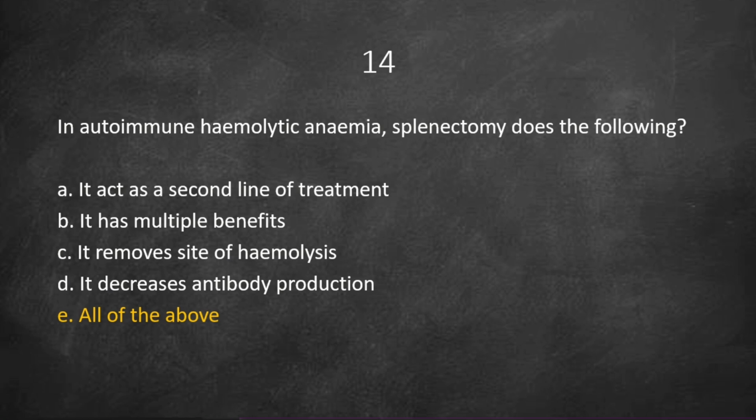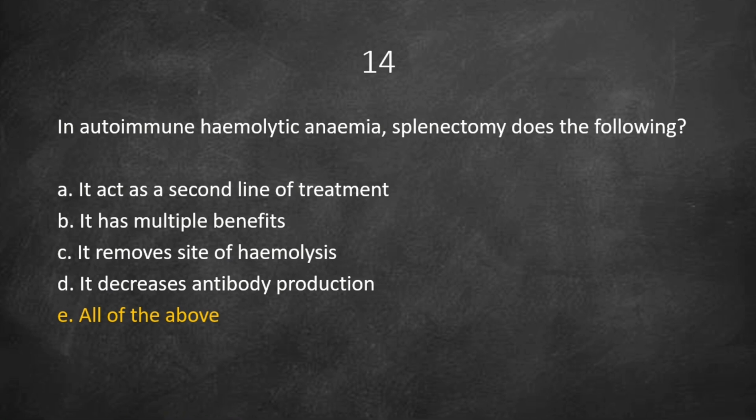So A, it acts as a second line of treatment. That's very true, when the first line of treatment has failed or is not very effective. Then B is saying that it has multiple benefits. That's very true, because it reduces the destruction of the red blood cells when the spleen has been removed, which is the major site for red blood cell destruction. Good. Then it removes the site of hemolysis. That's also related to the multiple benefits.